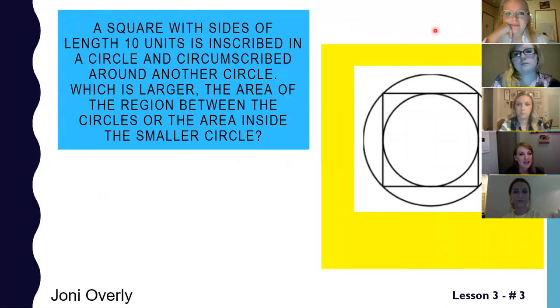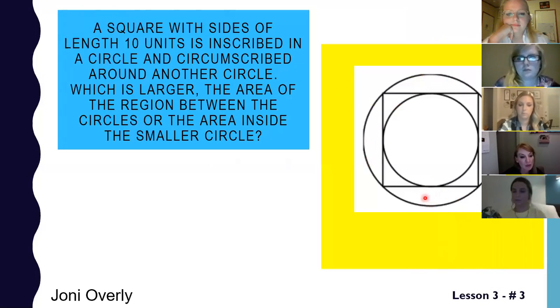Okay, so this one is our next one. It's lesson 3, problem 3, and it asks us about a square with sides of the length of 10 units inscribed in a circle, around another circle, which is larger. The area of the region between the circles or area inside the smaller circle. So it's wanting us to find the area inside the bigger and the smaller circle.